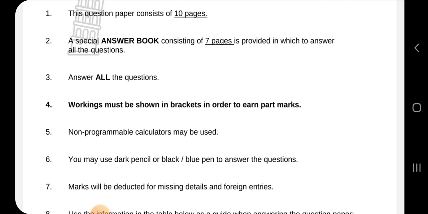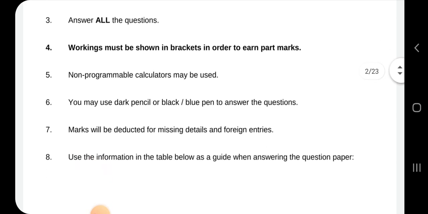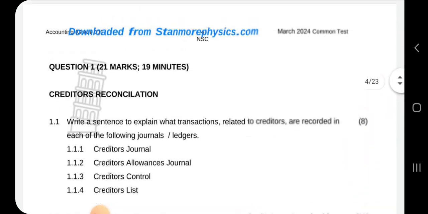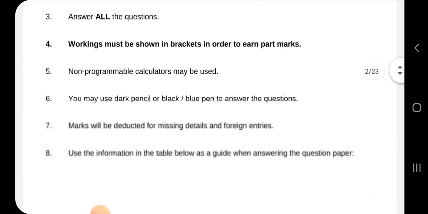So in accounting, just like maths, you don't just write your final answer. In brackets, show how you got that answer so that you get part marks. You get marks for showing your calculations. So non-programmable calculators may be used. You may use dark pencil or blue pen to answer the questions. Marks will be deducted for missing details and foreign entries. So use the information in the table below as a guide when answering question papers. So here they say marks will be deducted for missing details and foreign entries. So if you put something in an account where it does not belong, the teacher will deduct marks.